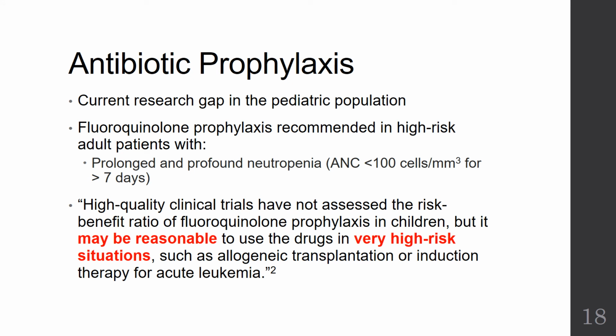Antibiotic prophylaxis does tend to be a common question that's asked, and this is actually a current research gap in the pediatric population. And so fluoroquinolone prophylaxis is what's recommended in our adult patients if they do have prolonged or profound neutropenia. Again, an ANC less than 100 or for greater than 7 days. And so this quote at the bottom is taken directly from the IDSA guidelines, saying that this really has not been studied in our pediatric population, but for those deemed very high risk, fluoroquinolones can be considered for prophylactic therapy.